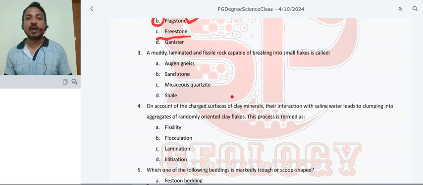Then a multi-laminated and fissile rock capable of breaking into small flakes. Fissility is the characteristic of shale. Arkose means it is between quartz and feldspar, where eye-shaped feldspar is surrounded by quartz. Then sandstone, which is a common type of sedimentary rock. Then micaceous quartzite, which is also a metamorphic rock.